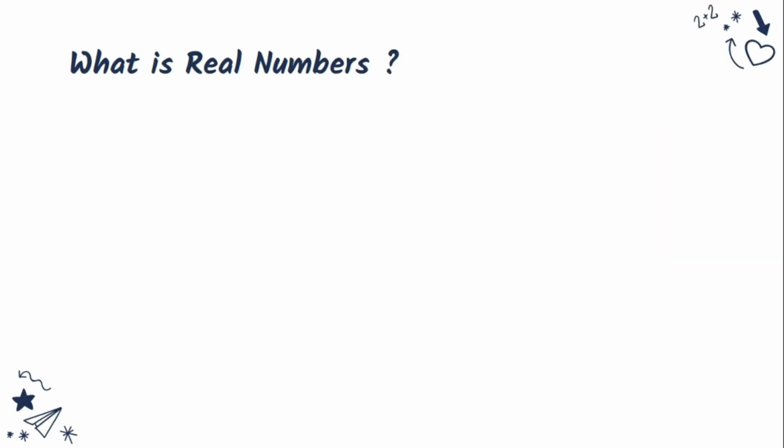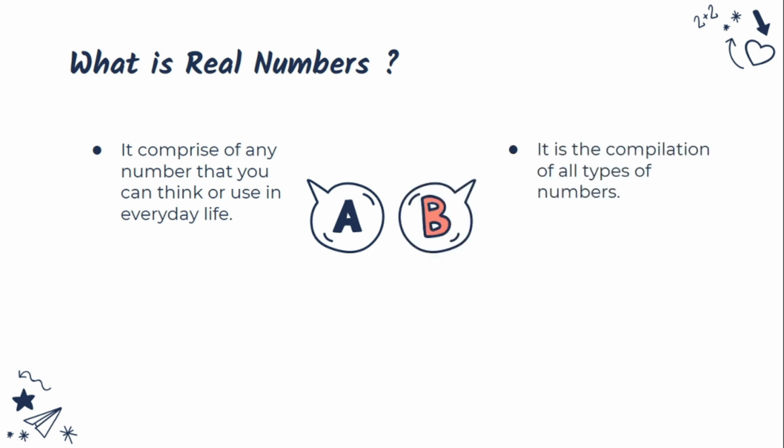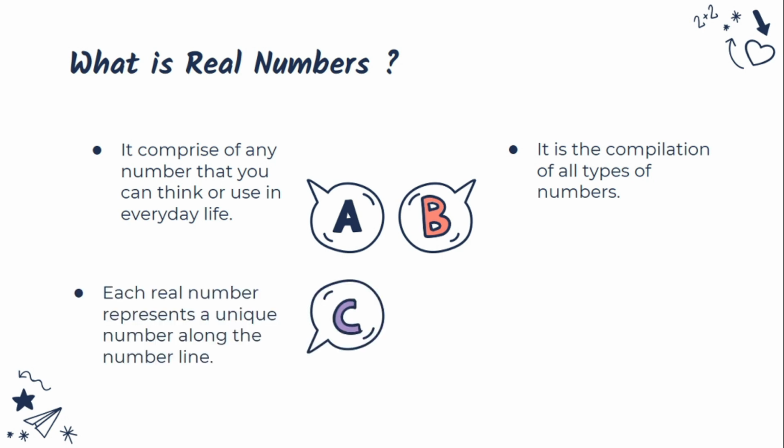Let's have this. What are real numbers? A real number comprises any number that you can think of or use in everyday life. Whatever number you think of and use every day, that is a real number. Next, it is the compilation of all types of numbers. Each real number represents a unique number along the number line.